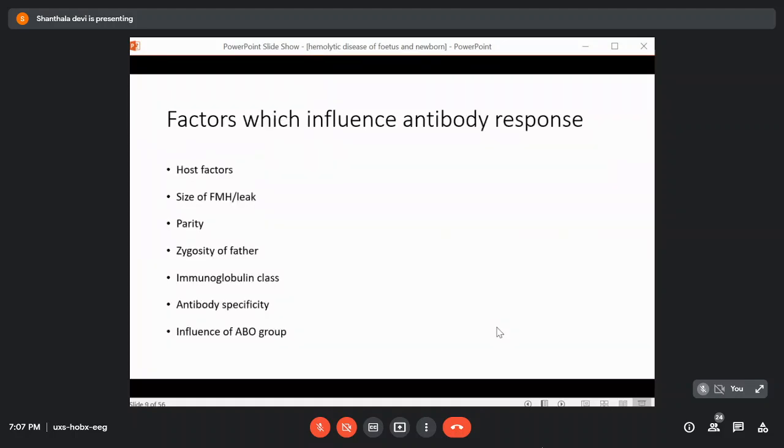There are various factors which influence antibody response, which are these: the host factors, size of fetal-maternal hemorrhage or leak, parity of the mother, zygosity of the father, immunoglobulin class, antibody specificity, and influence of the ABO group. Let us go through each one of them one by one.